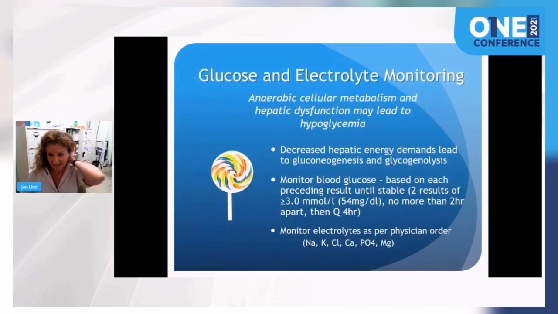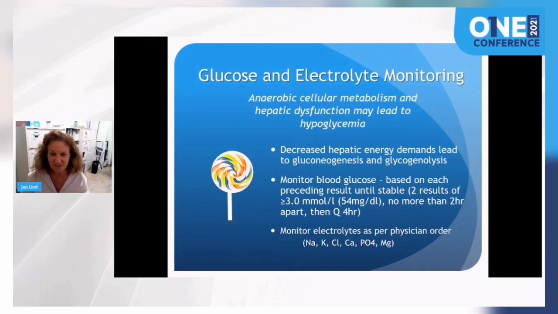In terms of our glucose and electrolyte monitoring, we know that anaerobic cellular metabolism and hepatic dysfunction may lead to hyperglycemia. So our HIE babies have decreased hepatic energy demands as you put them in that low metabolic state. Therefore, there's a decrease in gluconeogenesis and glycogenolysis. Recognize that we don't want to exceed the energy demands of the baby that's in this subdued resting state, as an excess of estimated energy requirements increases the CO2 production, which may increase ventilation requirements.